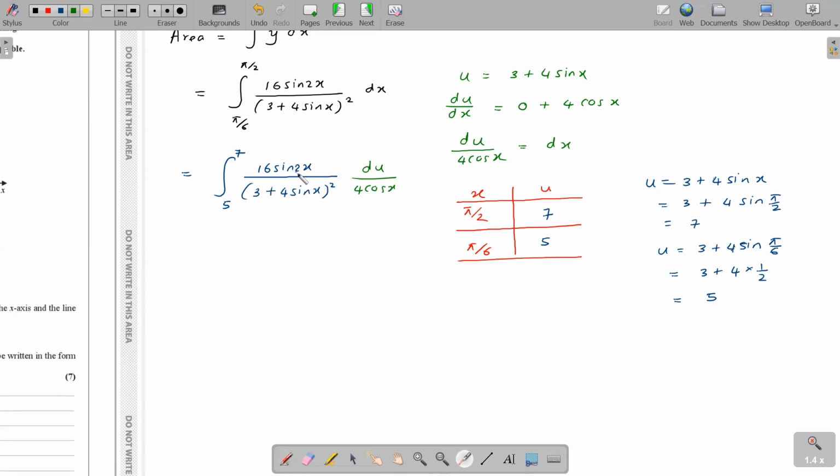Now I can see 4 cos x here, and you can see here we have sine 2x. Can't we do something about sine 2x? The double angle rule of sine 2x is what? Sine 2x is 2 sine x cos x.